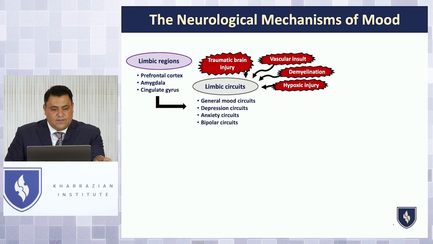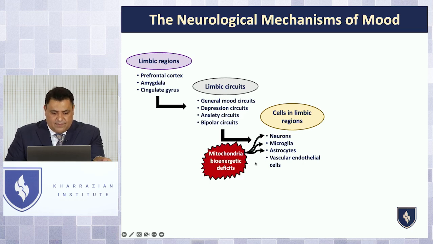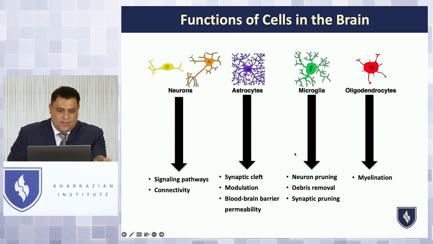Now, we talked about regions, we talked about circuits. Let's go into the actual cells in the limbic regions. And within the cells of the limbic regions, we're talking about neurons, microglia, astrocytes, and vascular endothelial cells. And the very first thing to talk about is that these cells need to function, and they need ATP and energy to function. So mitochondrial deficits can really impact neurons, microglia, astrocytes, and even vascular endothelial cells. We'll just focus on the neurological cells in the brain first.